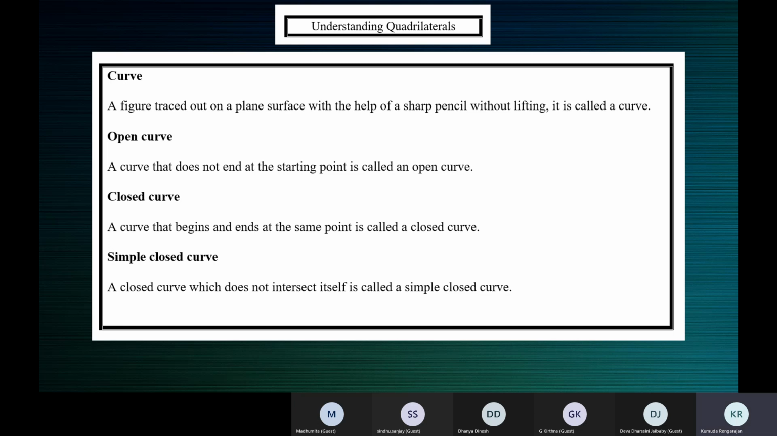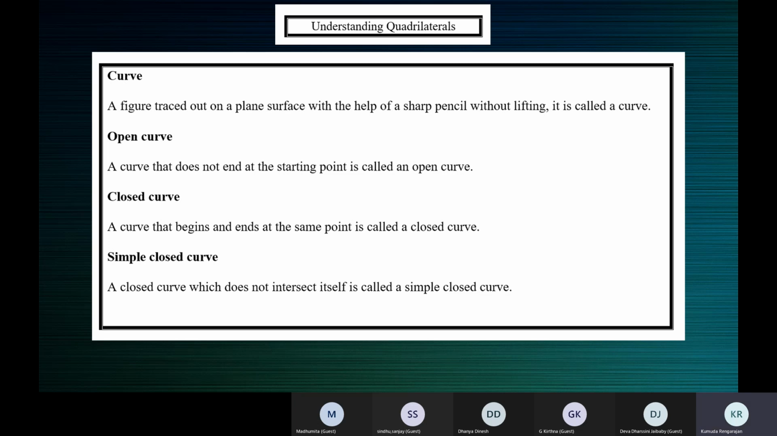And in such a curve, when it does not intersect itself, you will understand better. I'll show you some figures. Now we'll just grasp the definitions. A closed curve which does not intersect itself, it does not cross over itself, is called a simple closed curve.